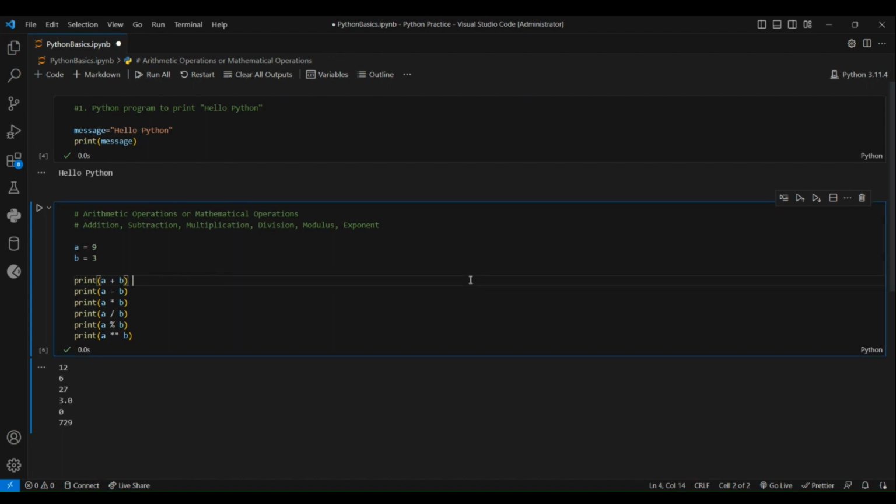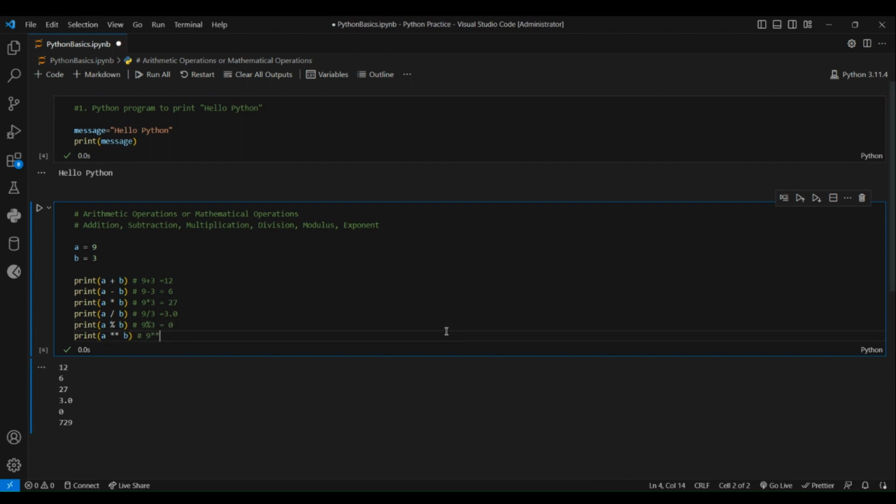Here A plus B means A equals 9 and B equals 3, the result is 12. A minus B means 9 minus 3, the result is 6. 9 into 3 is equal to 27. A/B returns the quotient. A%B returns the remainder.